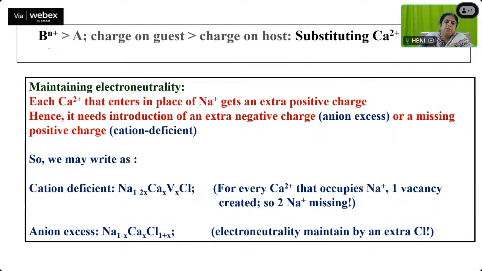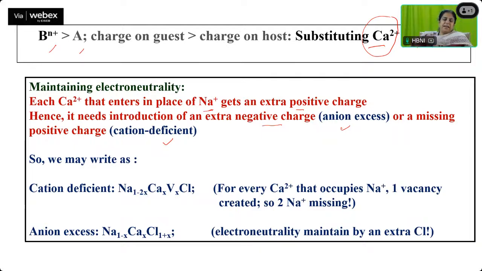Coming to the first, I am putting B in A and the charge on B is greater. The first example is calcium in NaCl. My guest has a higher charge than my host. So each calcium entering in place of sodium takes an extra positive charge with it. It will either require introduction of an extra negative charge, forming anion excess, or a missing positive charge, cation deficient. So how do we write the nominal formula now?